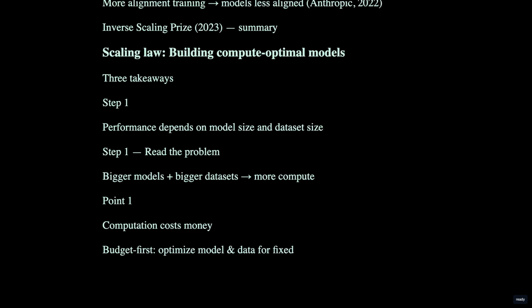Start from a budget, often a compute budget measured in flops, rather than an arbitrarily large model. With a fixed amount of compute, there's a trade-off between model size and dataset size, and the best performing configuration under that limit is called compute optimal.